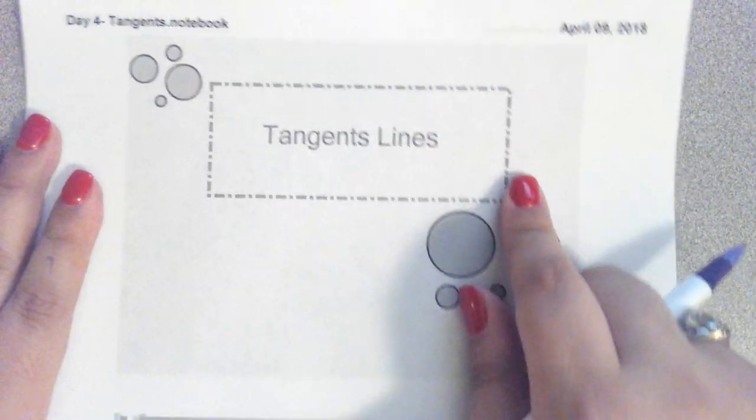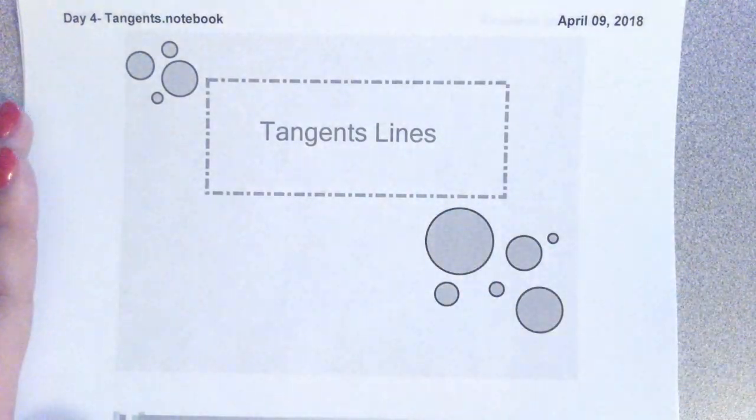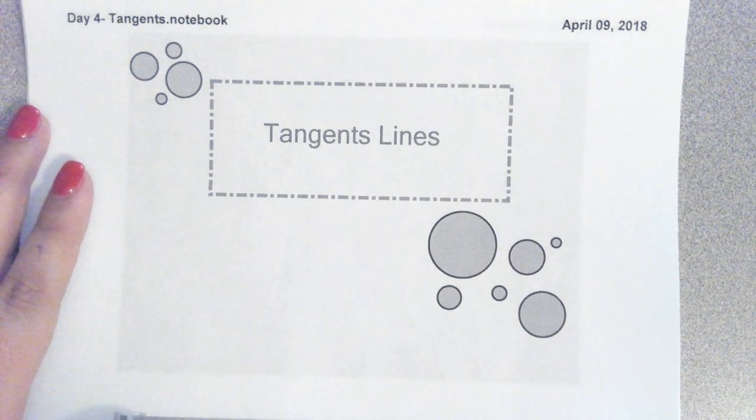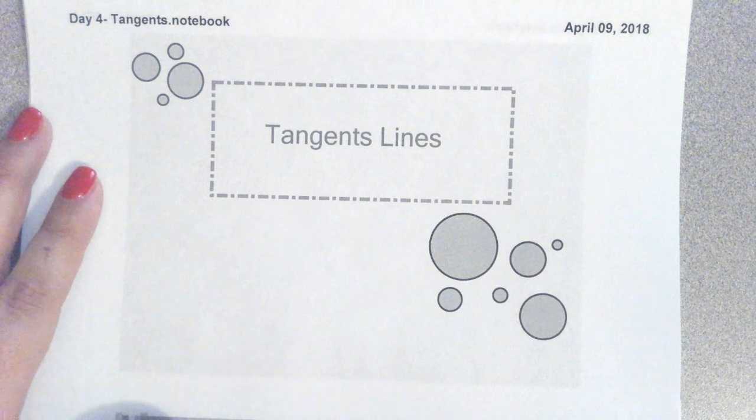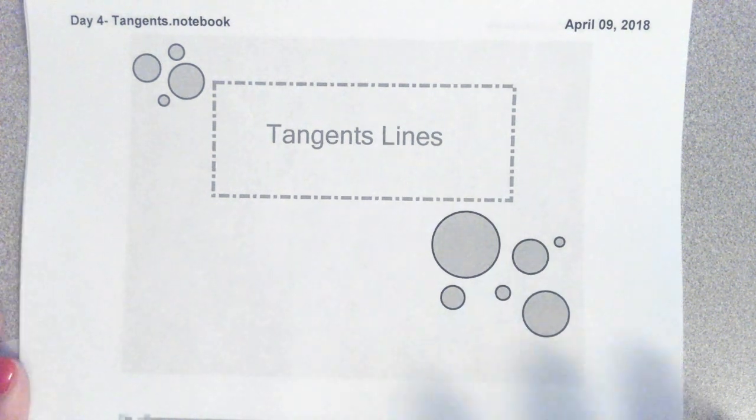So we're going to start with tangent lines. These notes were on the back of your vocab sheet that you got a week ago on Monday. I don't have any extras, so I can't show you.